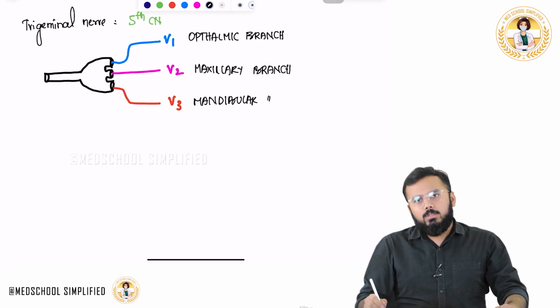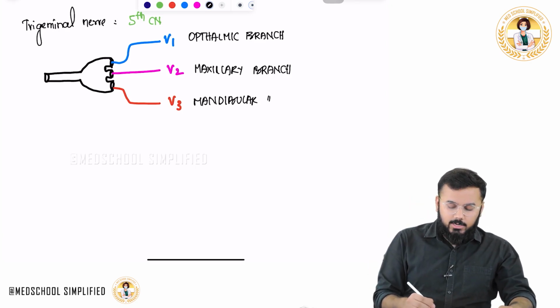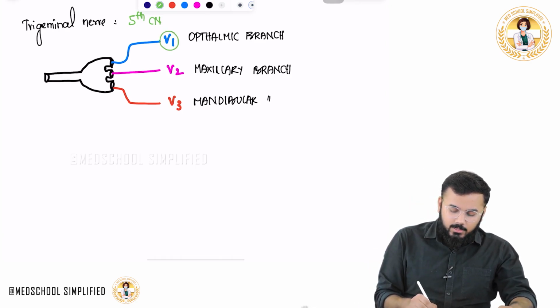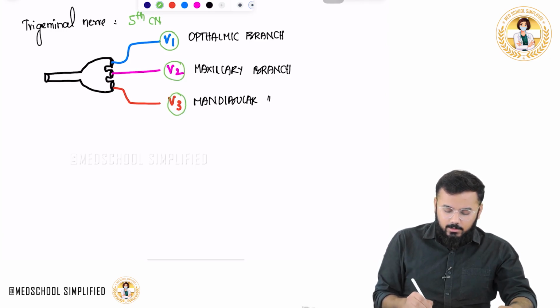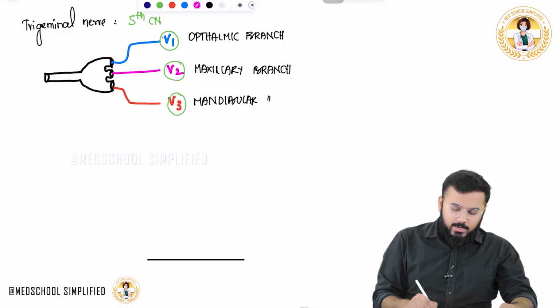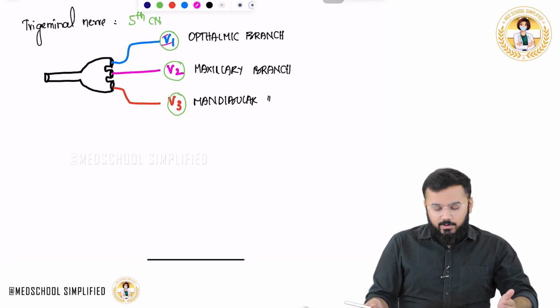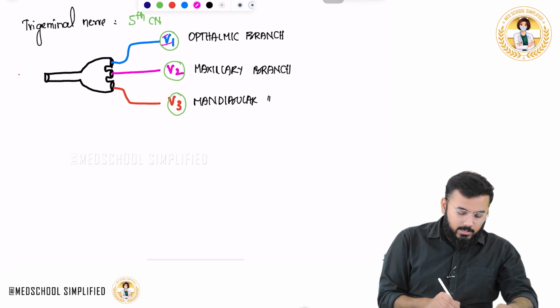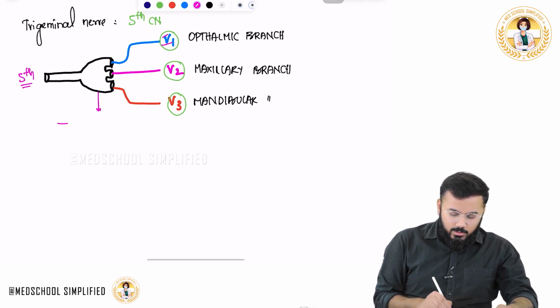So V1, V2, V3, right? It is not officially classified like that, but this is something we kept by ourselves for simplification purposes. V stands for fifth. So you can also call it phi 1, phi 2, phi 3, and by the way, this is your fifth pair of cranial nerves, right? And this one over here is your trigeminal ganglion.